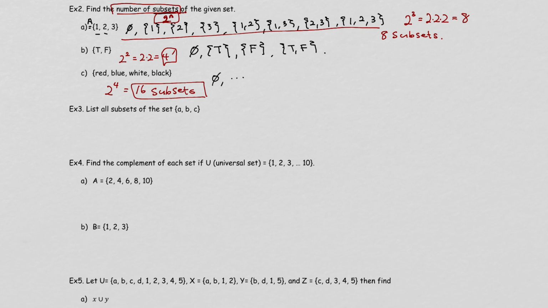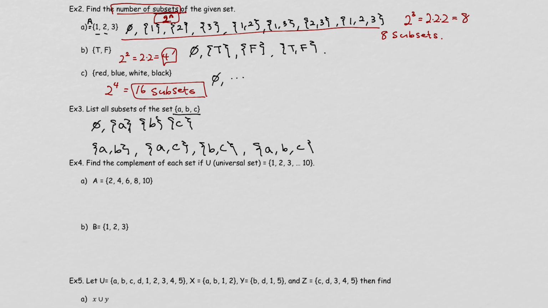I will also list all the subsets of the set ABC. Remember, I will start with the empty set, and then the single-element sets are going to be A, B, C, and then the doubles, having 2 elements, AB or AC, all the mixes, right? And then also BC, and then the one having 3 elements. So that's going to be the whole list of the subsets for the given set.